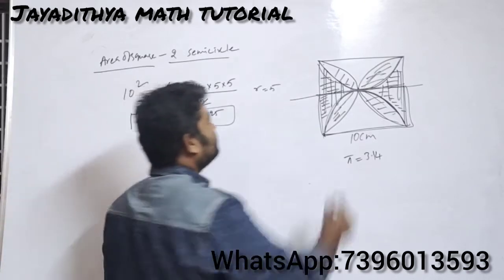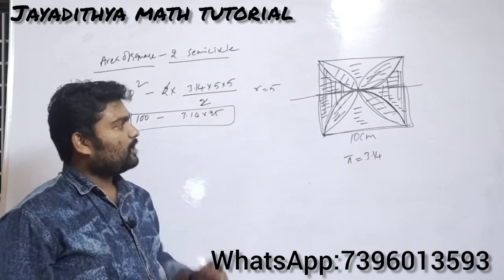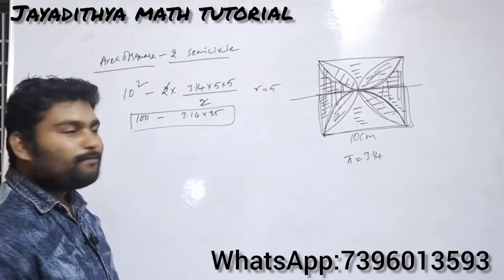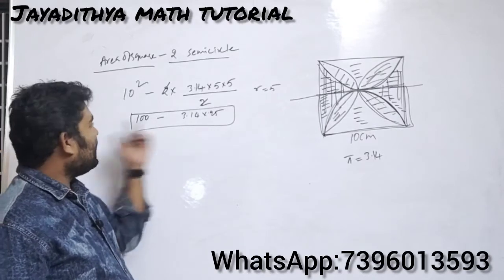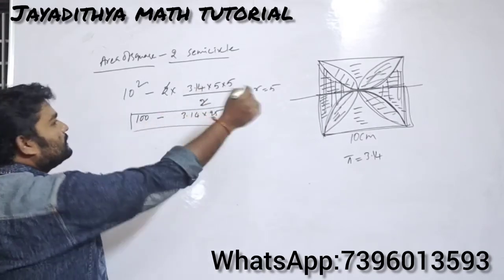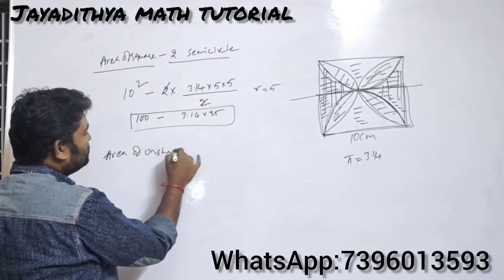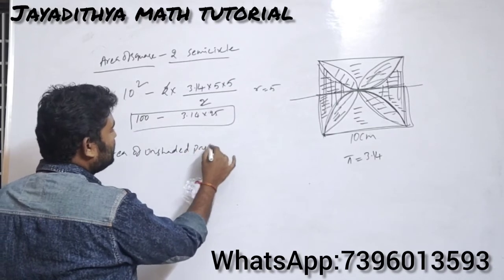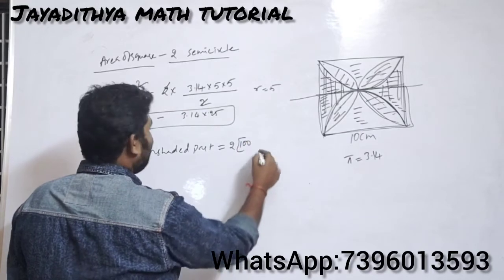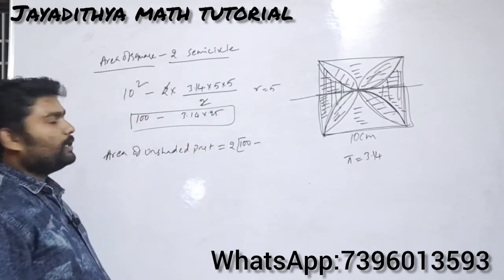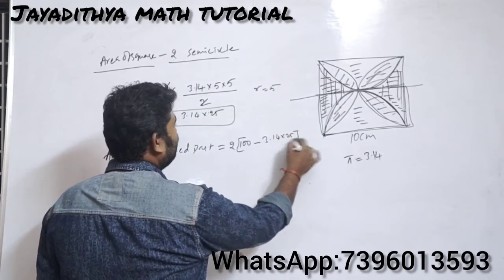And if I want this part, how to do it? If I want that horizontal lines part, how to find it? Again from the square you subtract 2 semicircles, and you will get the same area. So the area of the unshaded part will be equal to 2 into what you got earlier, that is 100 minus 3.14 into 25.